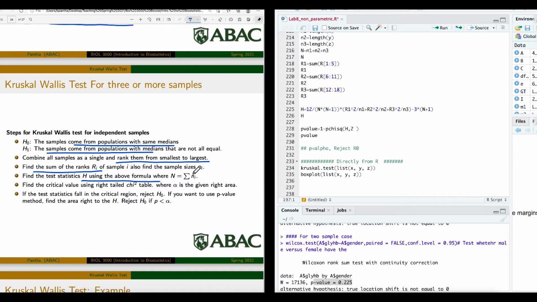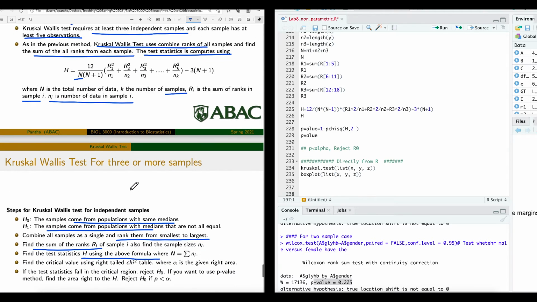So what we do is find R sub i. R1 is the sum of the ranks in sample 1, R2 is the sum of the ranks in sample 2, and so on. And you find N as the summation of ni, meaning the number of data points in all samples, and then find H using that formula.